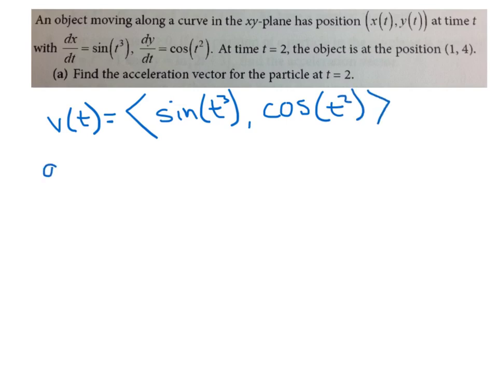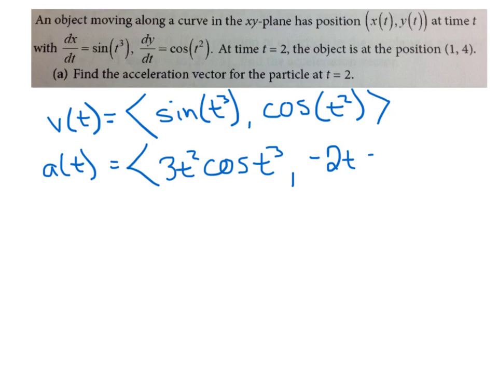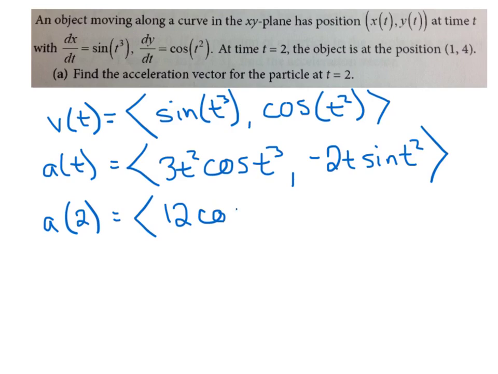And so that means the acceleration vector is simply, with a little bit of chain rule, 3t squared cosine of t cubed, and then negative 2t sine of t squared. Then we're going to evaluate that vector at 2. So essentially we've got 12 cosine of 8, comma, negative 4 sine of 4. And we'll throw in the calculator, rounded to 3 decimals.